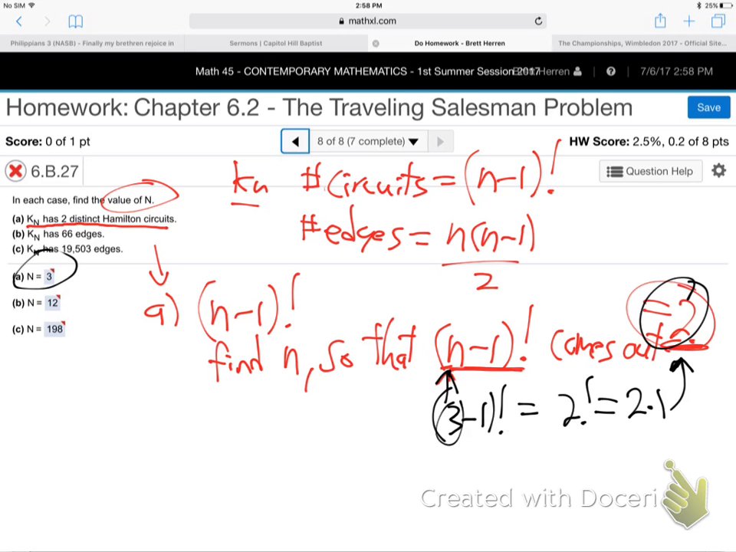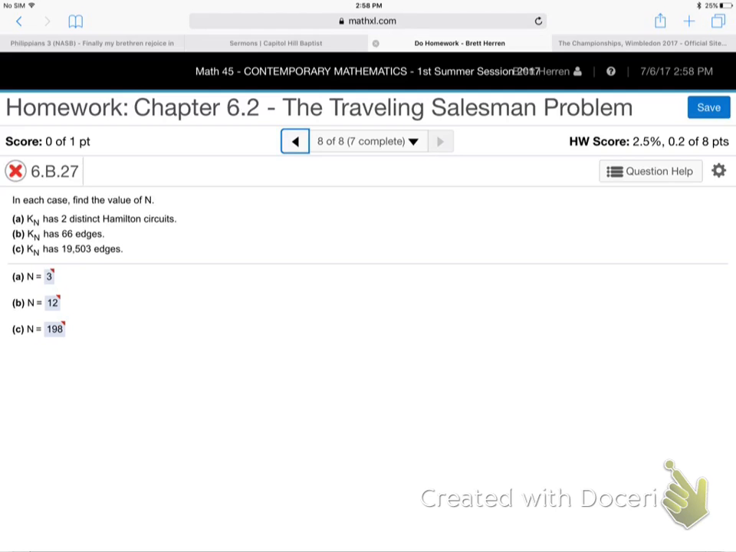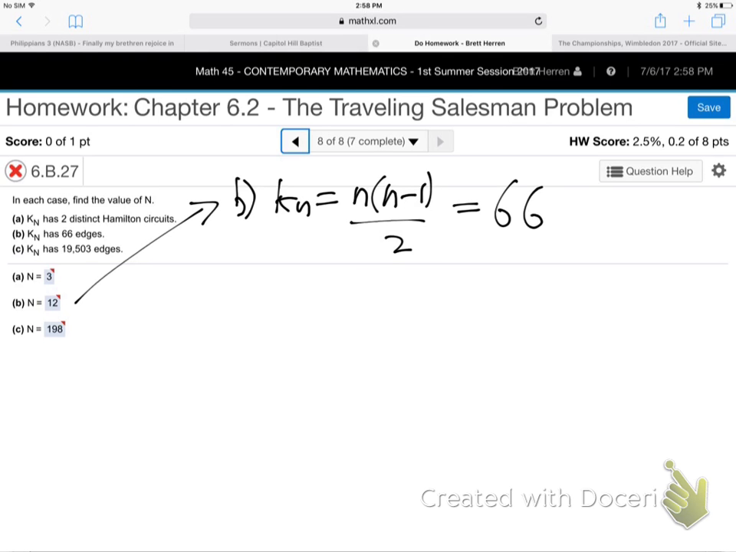Now, let's try B and C. My method for B and C is going to be guessing. I could show you a fancy algebra formula, but it's easier just to guess. So let's do B here. B is saying, I want the Kn formula. Now we're talking edges, not the circuit one anymore, the edge formula, n times n minus 1 over 2, and you want that to equal 66. Find the n you can plug in there to make that come out 66.